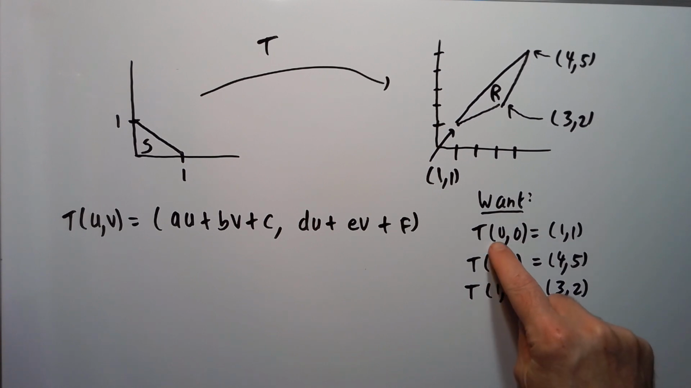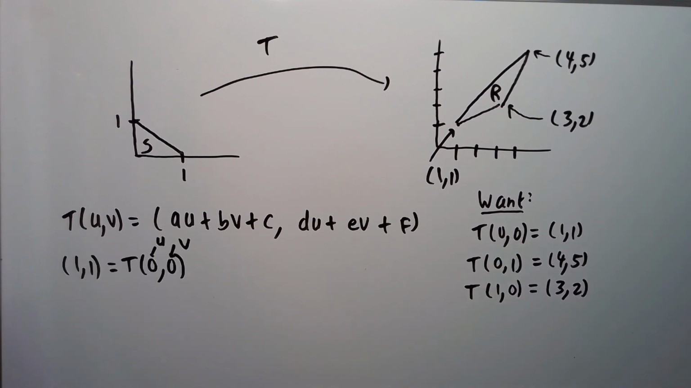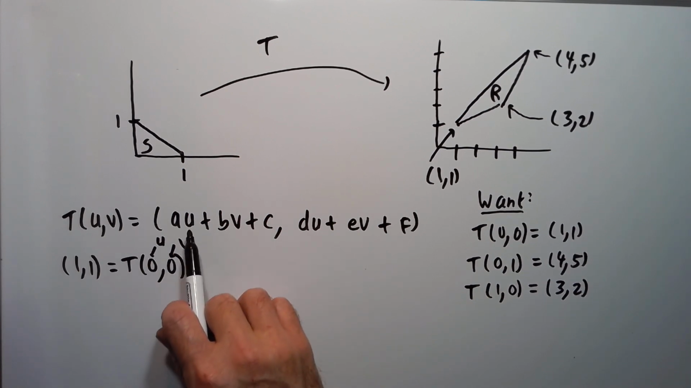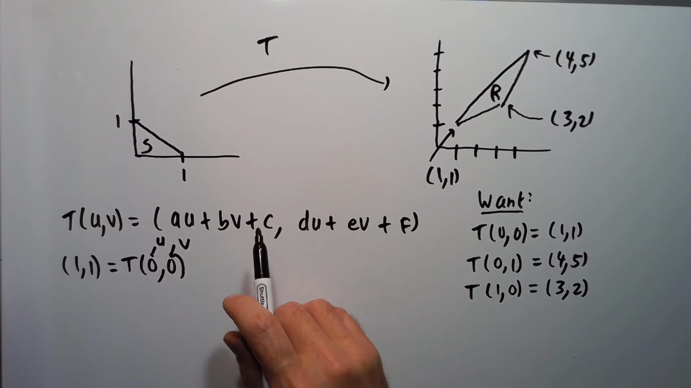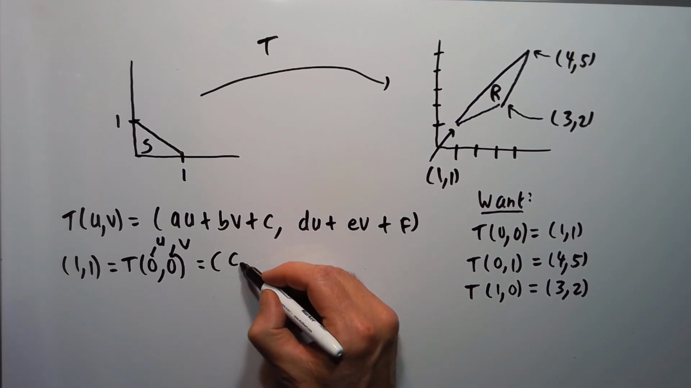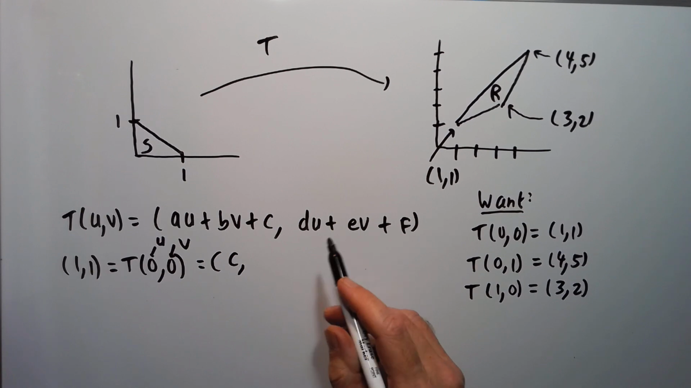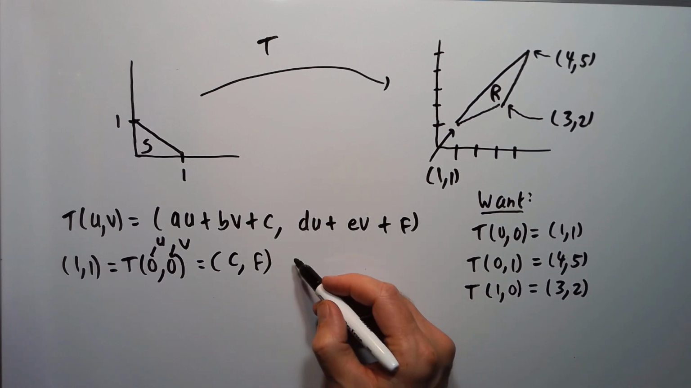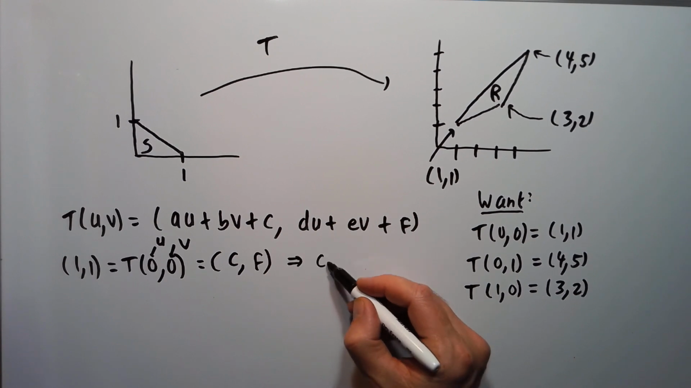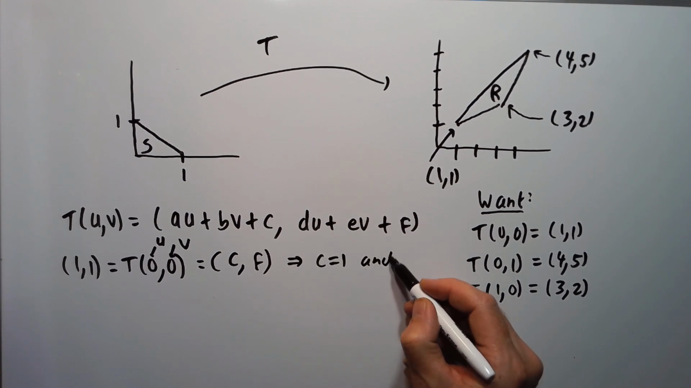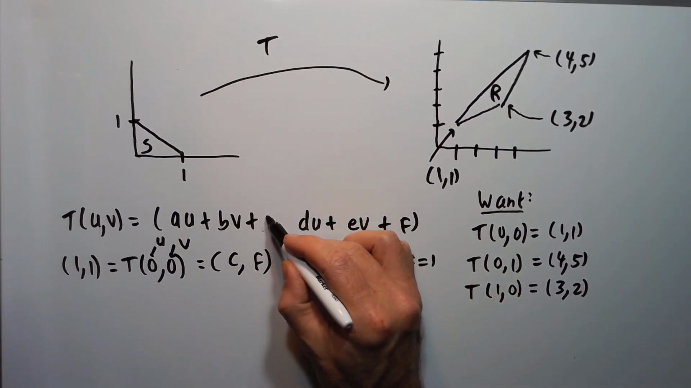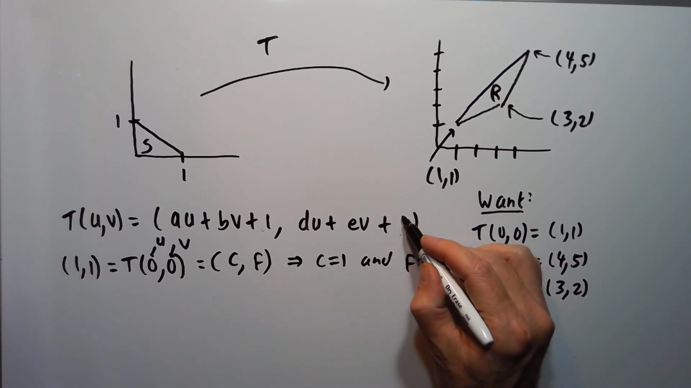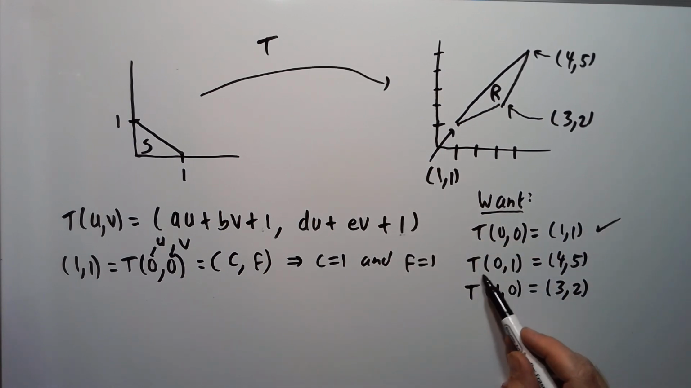So let's look at this first guy. (1, 1) equals T of (0, 0), that's what we want. So that means you put 0 in place of u and 0 in place of v here, here, and here. When you do that, putting 0 here and here, you just have a c left on this guy, and putting 0 for u and 0 for v, you have an f. So it looks like then c equals 1 and f equals 1. So we could take the c away now and put a 1 there, and take the f away and put a 1. So we've done that one. Let's move on to this one next.